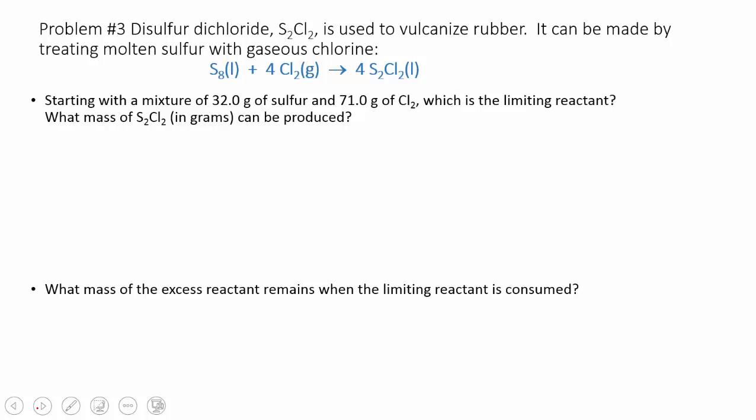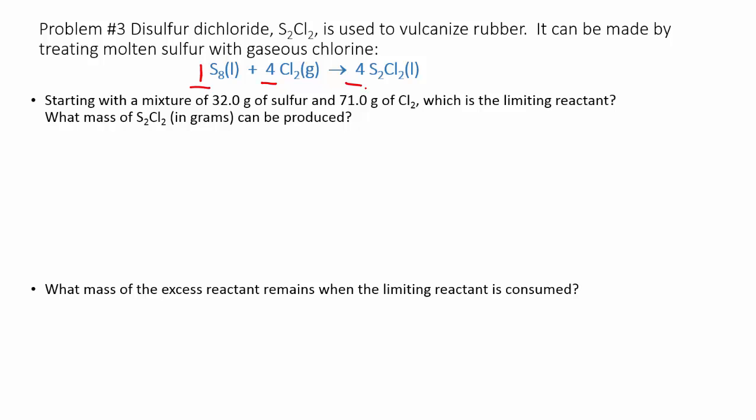All right, so problem number 3 was a commonly requested problem, and it involves this reaction right here. So let's take a look at our balanced chemical equation first and think about what that means. If we look at it, there's no coefficient here. That means for every 1 sulfur, we'll react with 4 chlorines and make 4 disulfur dichlorides. So that's basically your recipe for making disulfur dichloride.